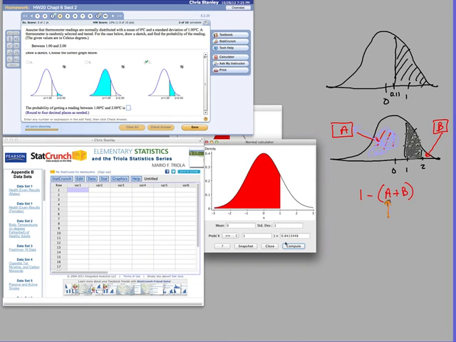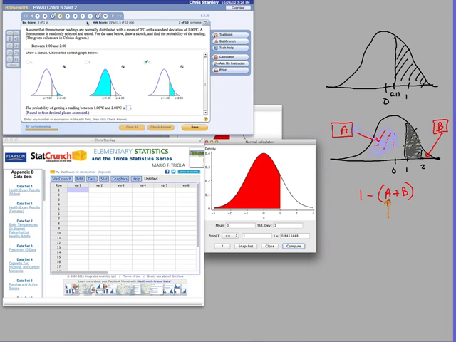Okay, here. 0.8413. You write that here. Change this to a greater sign right here. Change this to a 2. That'll give you this side over here, which is B. Add those two together and then do 1 minus that. And that'll give you the probability of something in between. You have to be comfortable doing that.